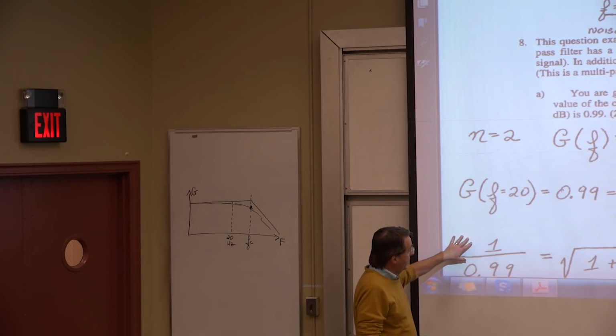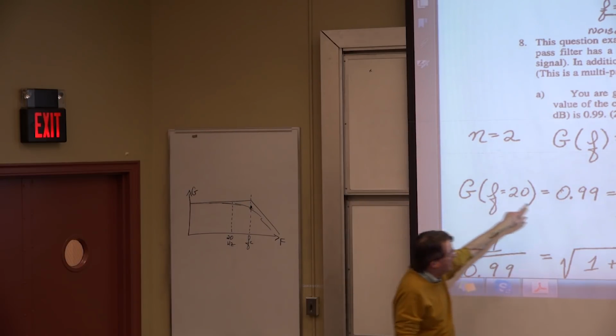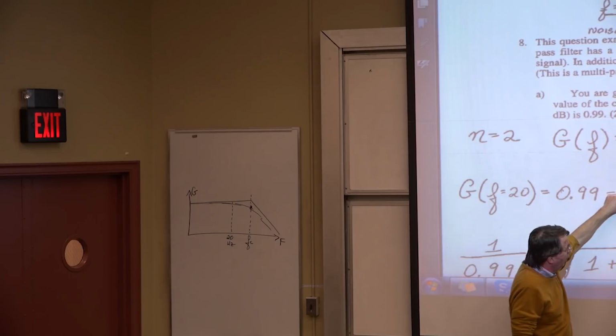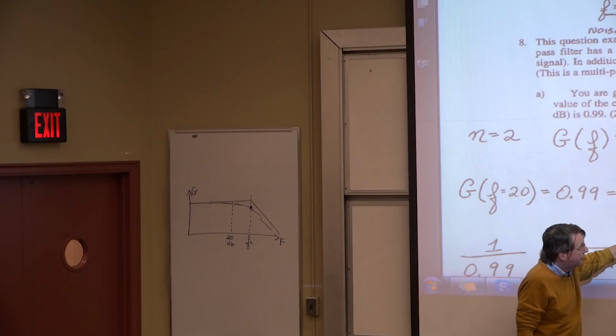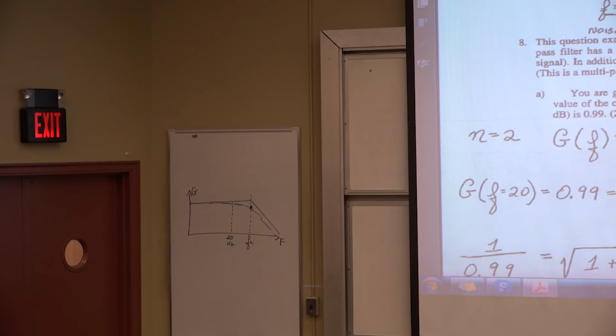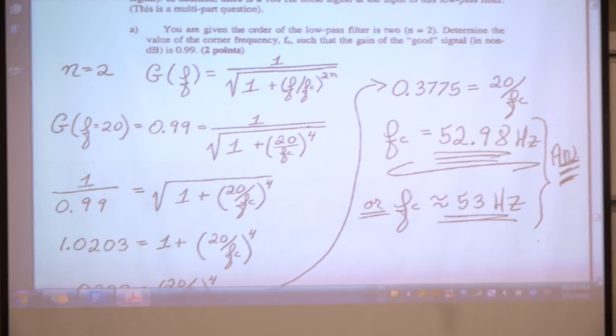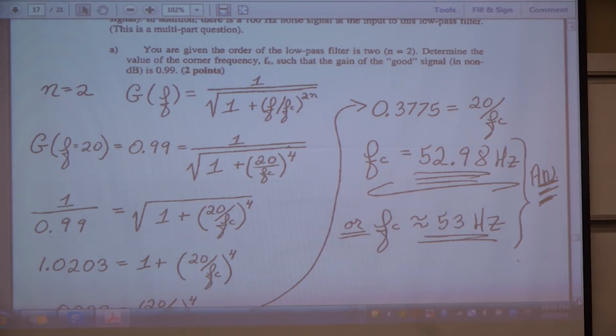we just plug everything in. The gain is 0.99, 1 plus 20 over f sub c, and since it's second order, it's 2 times 2, raised to the 4th. And my colleagues, look at this. Wow, I was like, this is interesting. The cutoff frequency is 53 hertz.